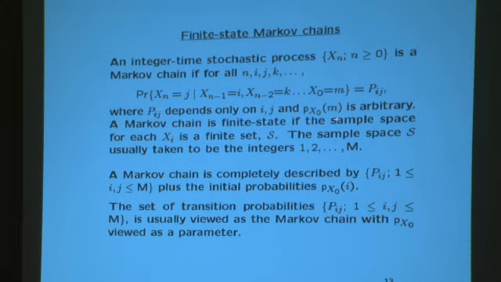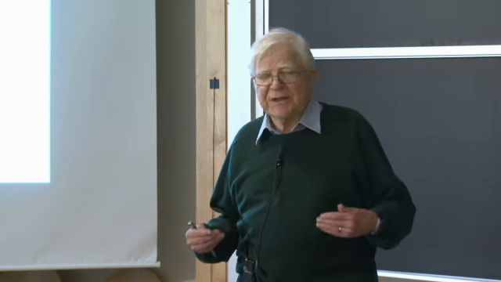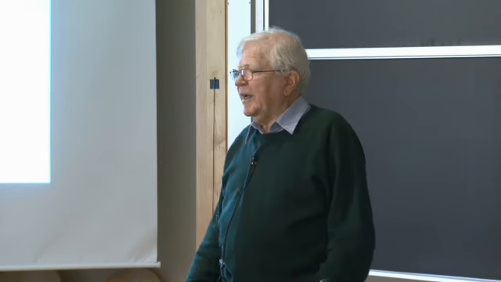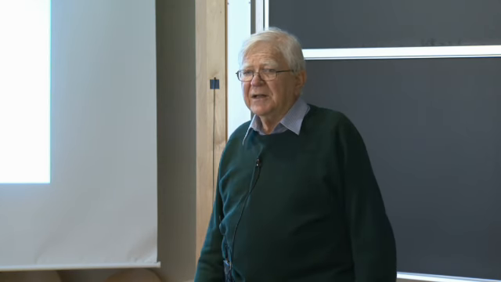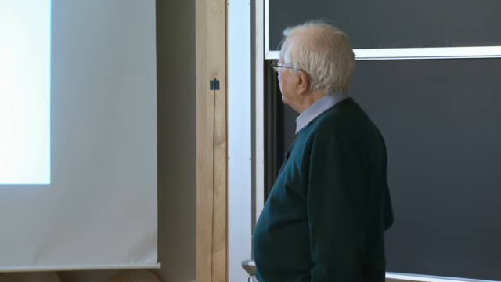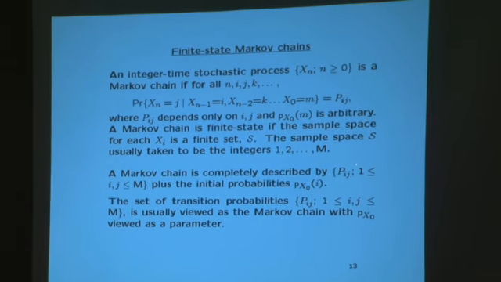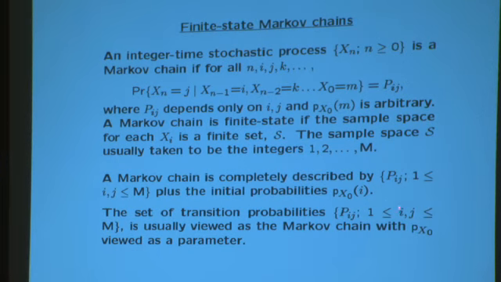A Markov chain is finite state if the sample space for each Xi is a finite set S, and the sample space S is usually taken to be the integers 1 up to m. In all these formulas we write, we're always summing from 1 to m, and the reason for that is we've assumed the states are 1, 2, 3, up to m. Sometimes it's more convenient to think of different state spaces, but all the formulas we use are based on this state space here. A Markov chain is completely described by these transition probabilities plus the initial probabilities.